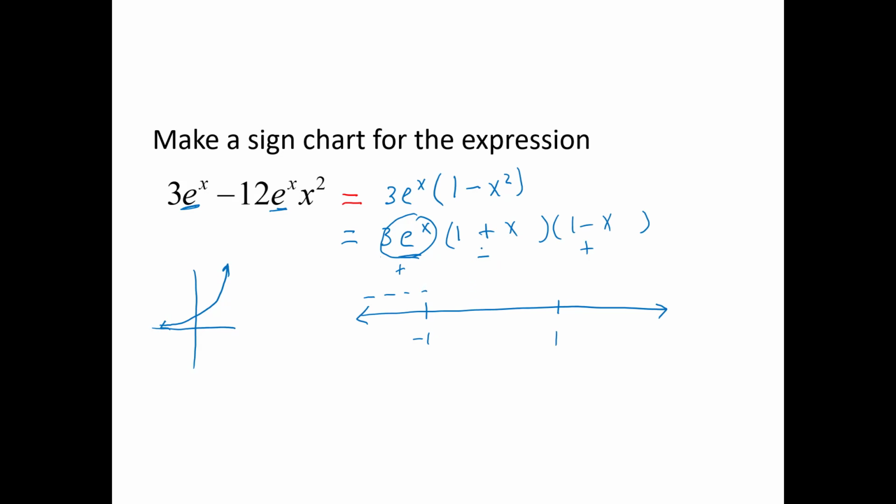Once you get past negative 1, this one switches. And then when that one switches, you will now have a positive times a positive, so you will get a positive. Until you get past 1, and then this one becomes a negative. And so now you have a positive times a negative, and you will get a negative. And so there's the sign chart.